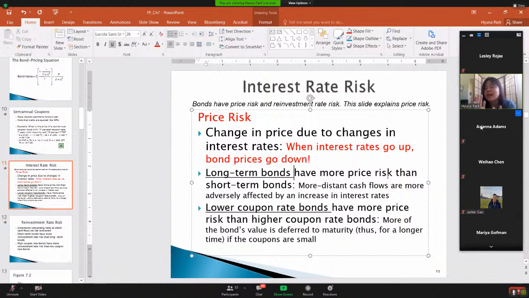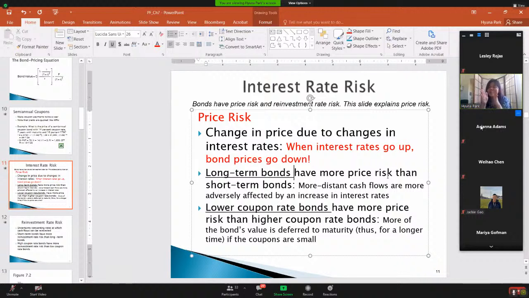Similarly, all else equal, if maturity and all others are the same, coupon rates also affect interest rate risk. So which one do you think has more interest rate risk? Which one's price fluctuates more when market rates go up and down? All else equal, lower coupon bonds or higher coupon bonds? The answer is lower coupon bonds have more price risk than higher coupon bonds.